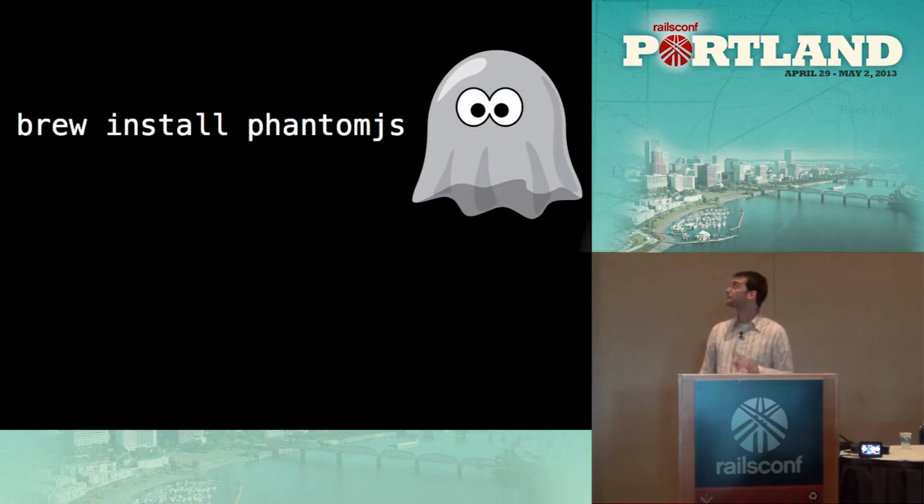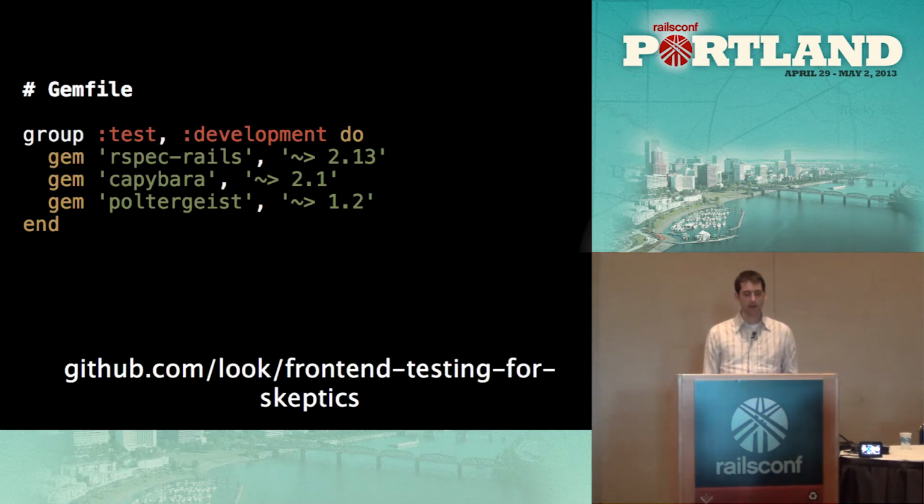So first step, install Phantom.js. Super easy if you use Homebrew, brew install phantomjs. It's done in a few seconds. Next up, you'll need to add Capybara and Poltergeist to your Gemfile. In this example, I'll be using RSpec, but obviously if you prefer Minitest or something else, you can use those instead. And down at the bottom here is the URL for this GitHub repo.